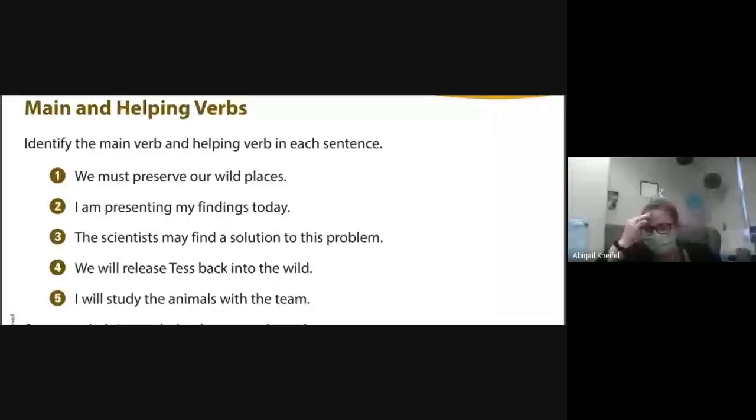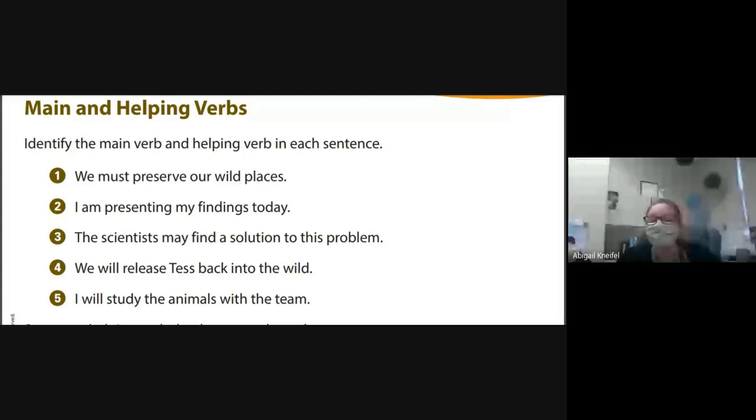I am presenting my findings today. The main verb is presenting. So our helping verb is going to be am.